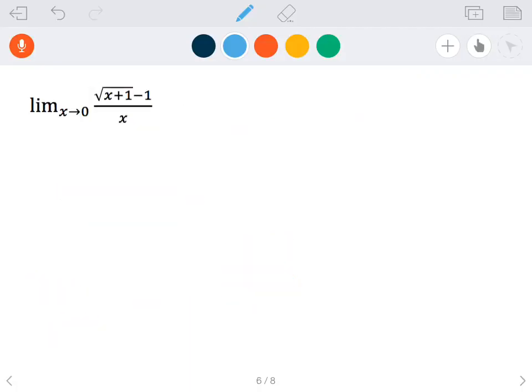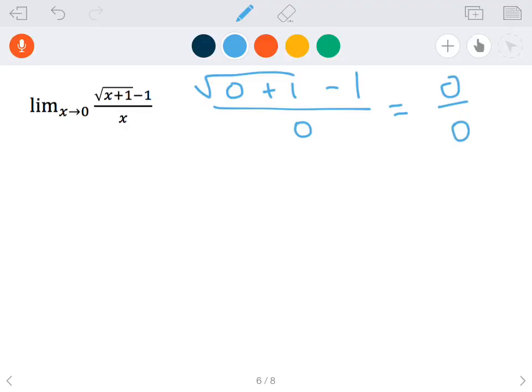Let's take a look at this one. The limit as x approaches 0 of the square root of x plus 1 minus 1 over x. If I plug in 0, it's always the first thing we gotta try, I end up with the square root of 1 is 1, minus 1 is 0, over 0. No, I need some algebra to do. Well, I can't factor anything, but what I see is that I can multiply by the conjugate.